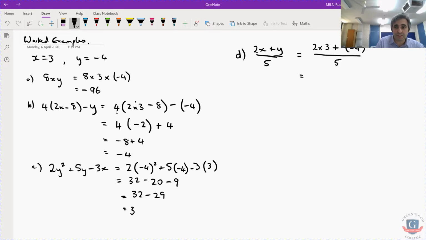2 times 3 is 6. Positive, negative together would be negative. 6 take 4 on 5, which equals 2 on 5. Perfect. Now that you've done all this, you'll be able to do questions 1, 2, 3, 4, and 5. And if you want to, you can find 6 and 7.